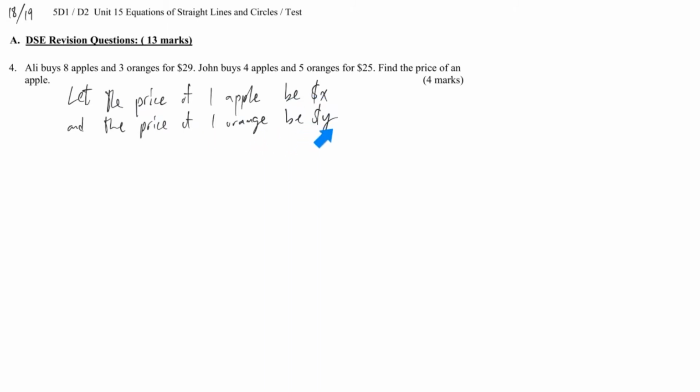With these two letters, you can use equations to express these conditions. One apple costs x dollars, so 8 apples cost 8x dollars. And then together with an extra 3 oranges, that means 3y dollars. Then the total is 29, so that's the first equation. Then we can translate it: 8x plus 3y is equal to 29. After that, there's a similar method to translate the second sentence: 4x plus 5y is equal to 25.